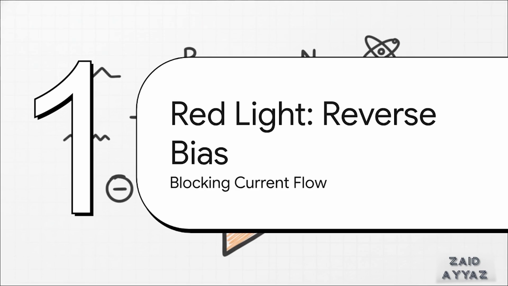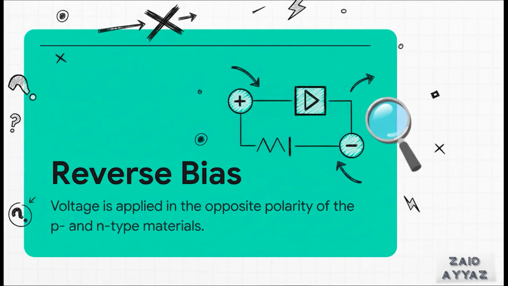Okay, we've seen the green light. Now let's see what happens when we flip the battery around. What if we try to force all that traffic down our one-way street in the completely wrong direction? This is the red light state. We call this reverse bias. And this time, we intentionally hook the battery up backwards. We connect the positive terminal to the n-type material and the negative terminal to the p-type material. We're going positive to negative and negative to positive, just to see what happens.